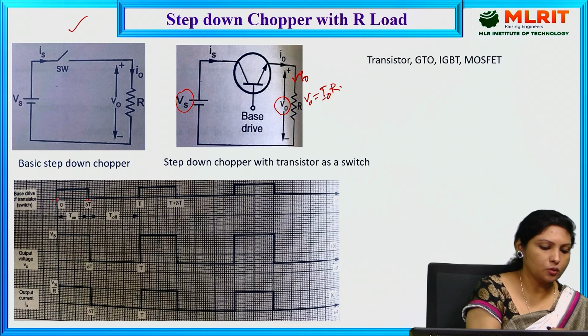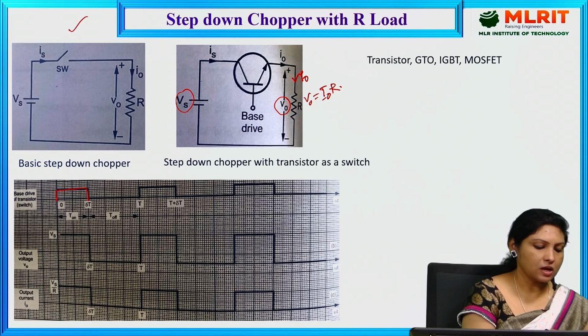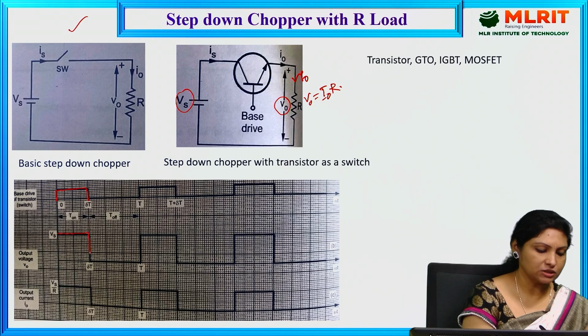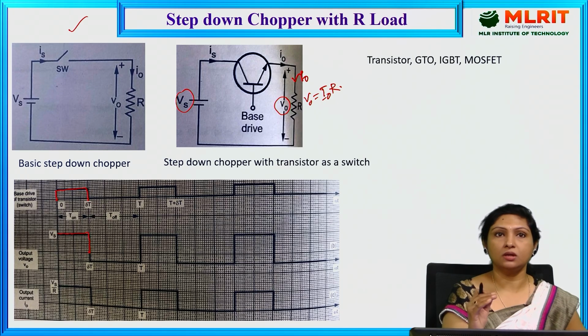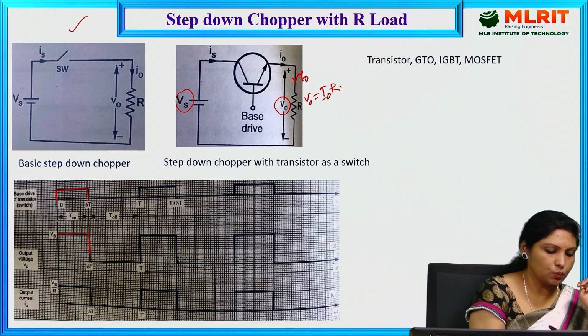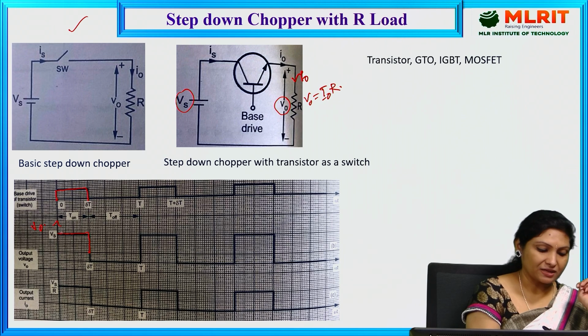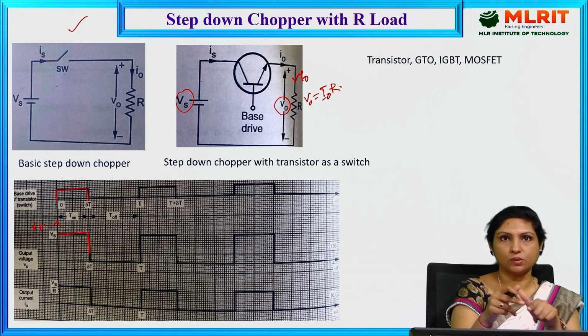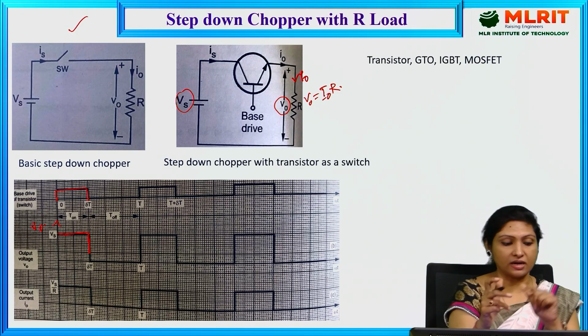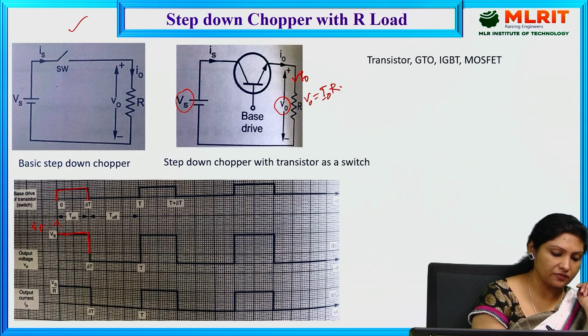The moment when we provided the base drive from 0 to delta T, this is the output voltage with magnitude Vs. The supply voltage itself appears across the load. So that is the reason the output voltage waveform will be with magnitude Vs. And as long as we are providing a base drive, the supply voltage will appear across the output, and that is how we are getting the output voltage right from this instant 0 to delta T.